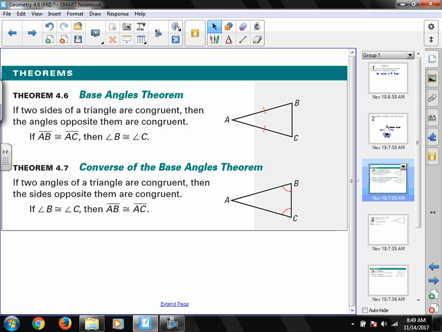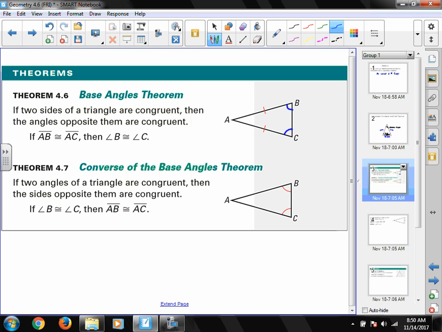First of all, the base angle theorem. The base angle theorem says that if two sides of a triangle are congruent, so we have an isosceles triangle, then the angles opposite them are congruent. So in our picture here, we've got side AC and side AB being congruent. So this angle and this angle here are going to be our congruent angles, angle B and angle C. That's helpful for us, definitely with some proofs and solving some different problems. So that one is a good one to keep in mind.